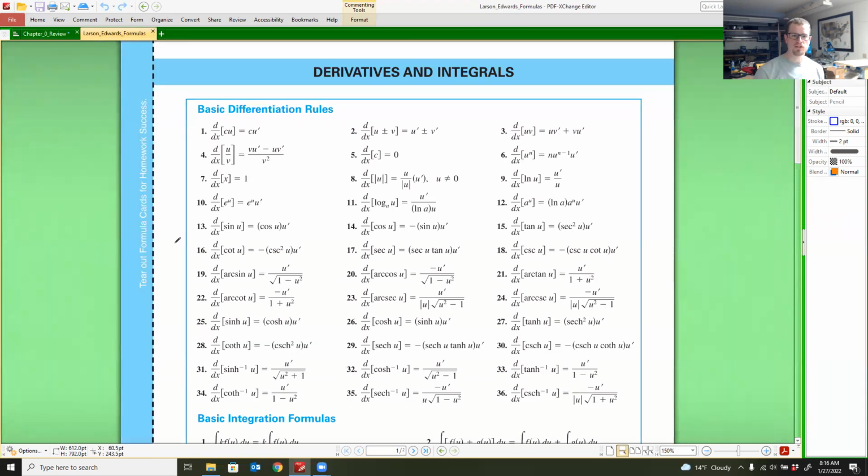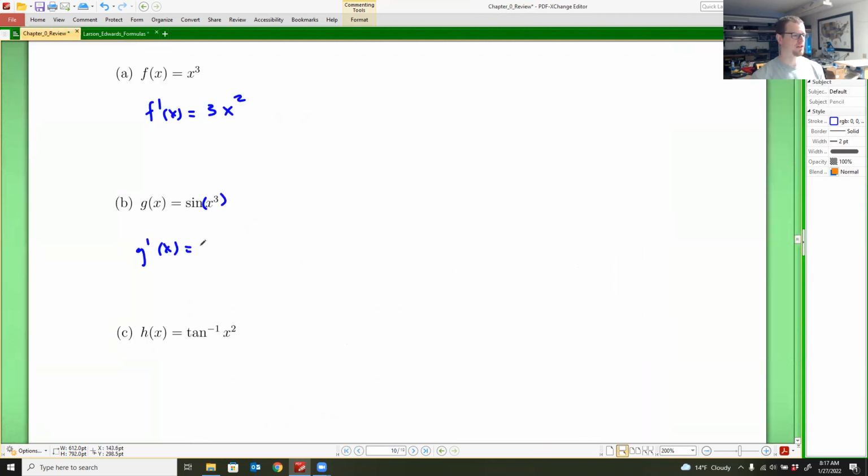So this is the formula sheet that I will likely share with you guys. It has all of our basic differentiation rules. A lot of these we haven't seen yet. So 1 through 18, I believe you should be familiar with. 19 through 36, we're actually going to add all of those in the next chapter, if I remember correctly. So basic trigonometric functions: derivative of sine is cosine. That's what we wanted, right? Derivative of sine is cosine.